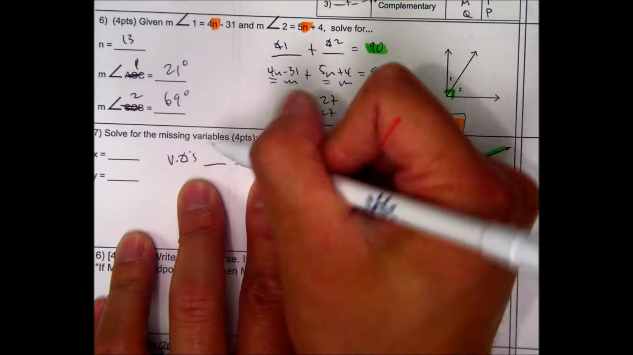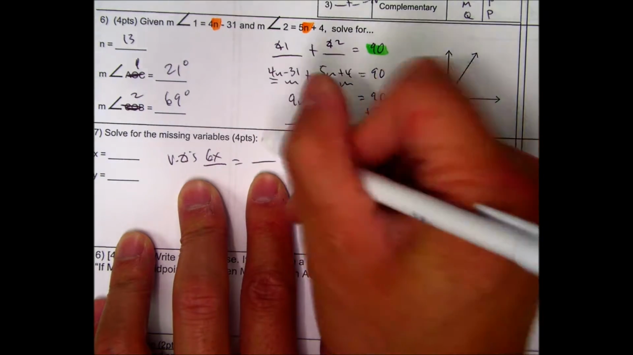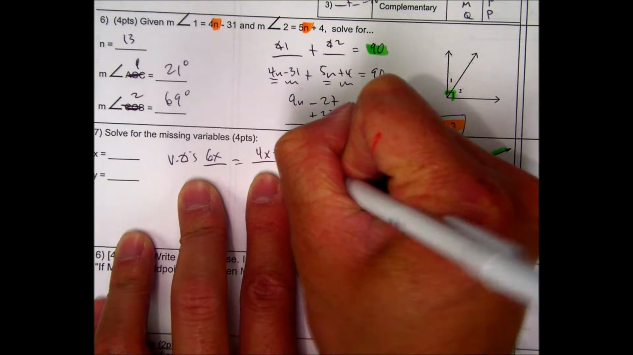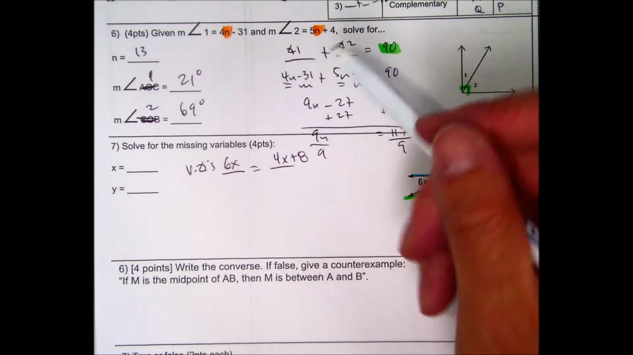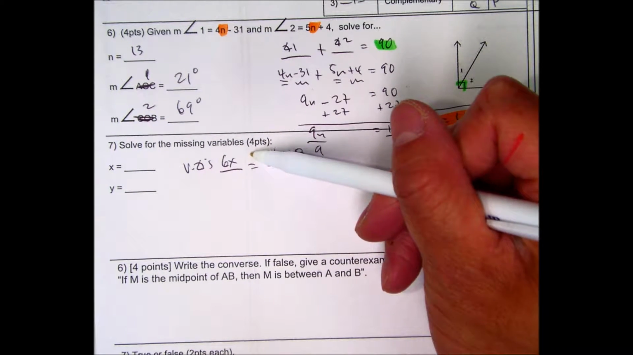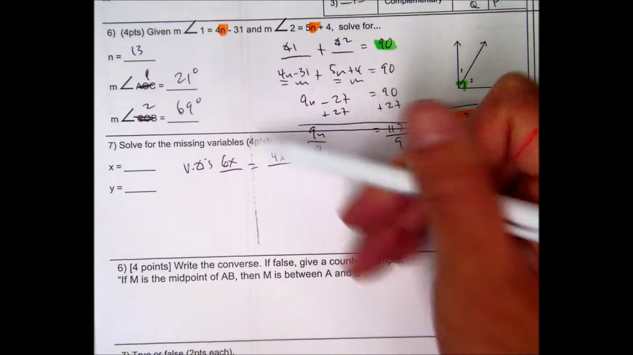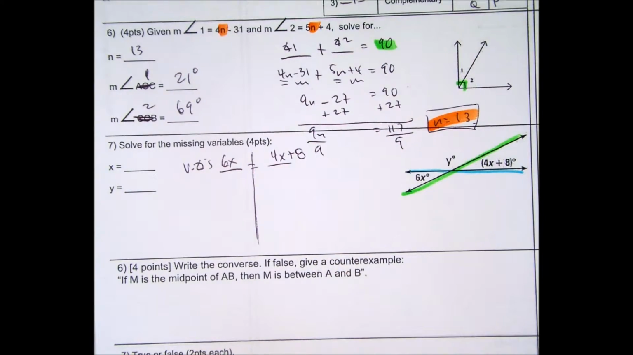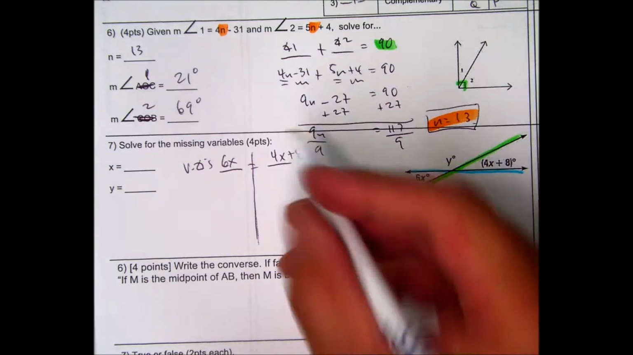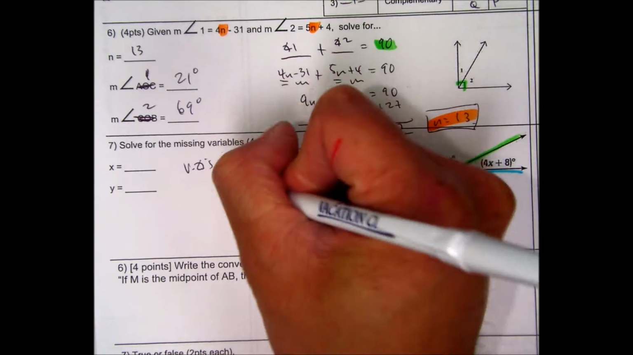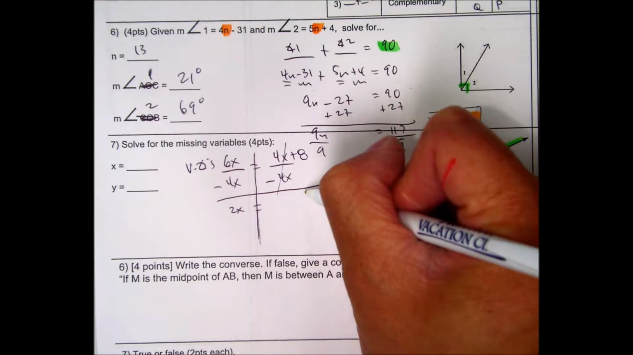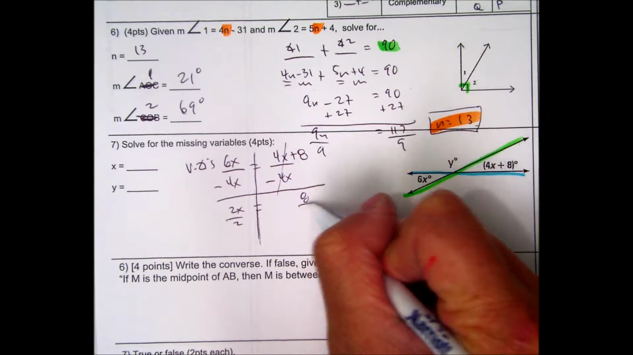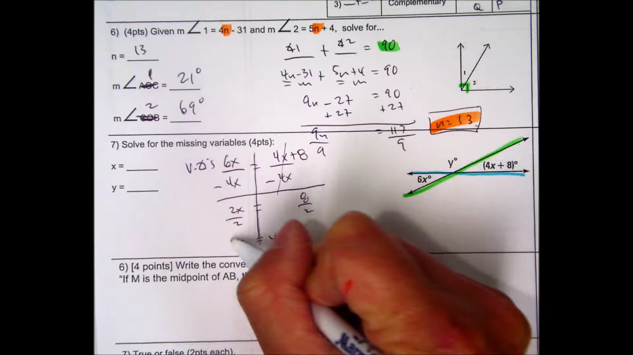I'm going to put in 6x here, 4x plus 8. A lot of you guys have some issues solving equations, so I usually draw a line down where the equal sign is. When I go across the equal sign, that's what I'm doing opposite. So this is a positive, so you're doing the inverse. You're going to get 2x equals 8 divided by 2. X is equal to 4.